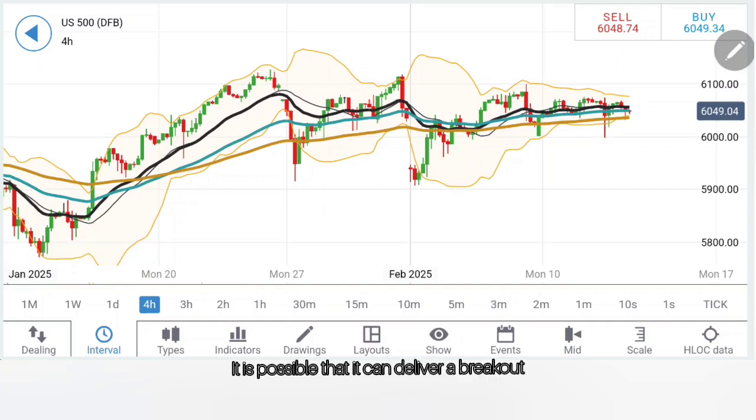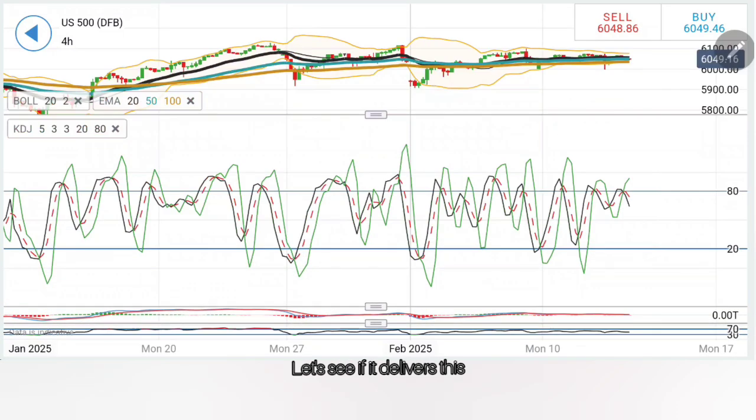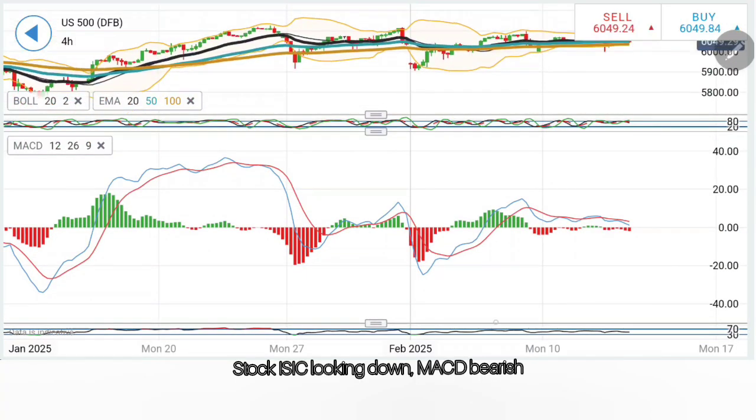It is possible that it can deliver a breakout move, but what I am looking forward to is a move towards the bottom. Let's see if it delivers this. Stochastic looking down, MACD bearish, RSI has dropped.